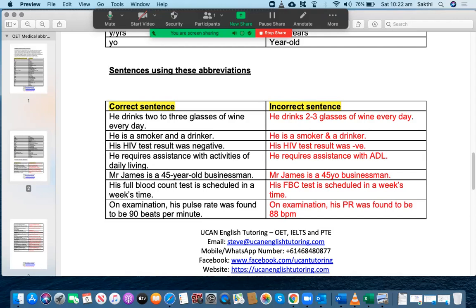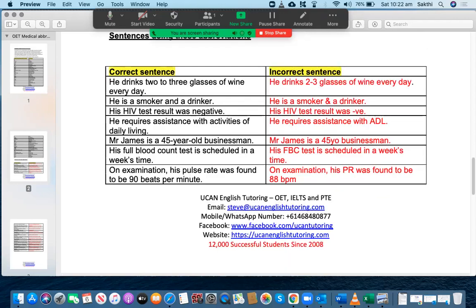Look at the next one. He requires assistance with the ADL. Please do expand it like this: he requires assistance with the activities of daily living. Okay, Mr. James is a 45-year-old businessman. So Mr. James is a 45-year-old businessman. You have to expand it.